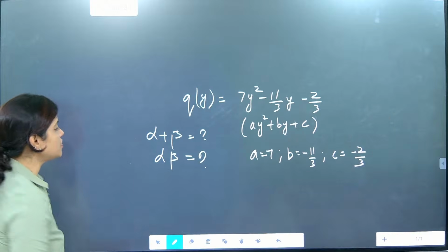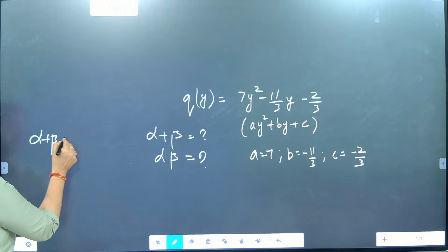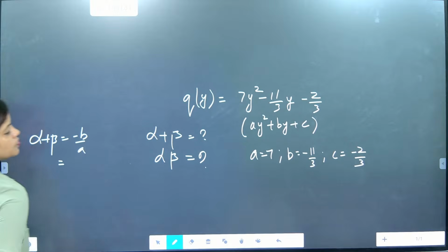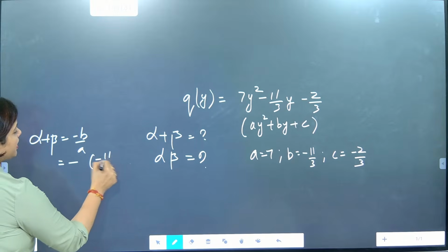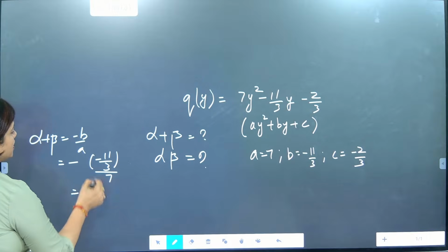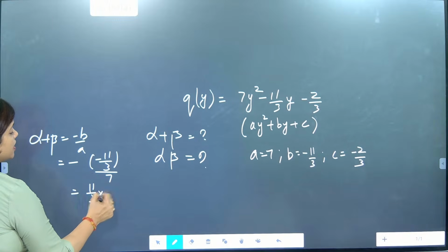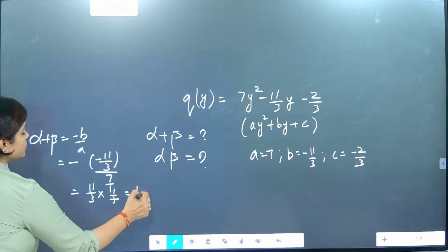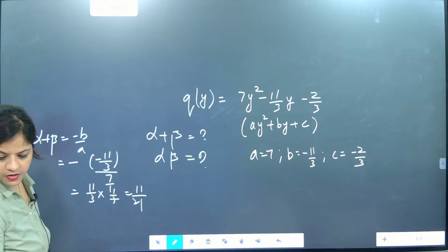So sum is coming as how much? So alpha plus beta equal to minus b by a. So what is b? Minus of minus 11 by 3 by 7. So it is coming 11 by 3 into 1 by 7. So 11 by 21. Absolute.